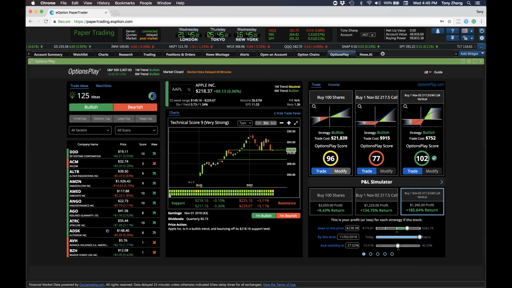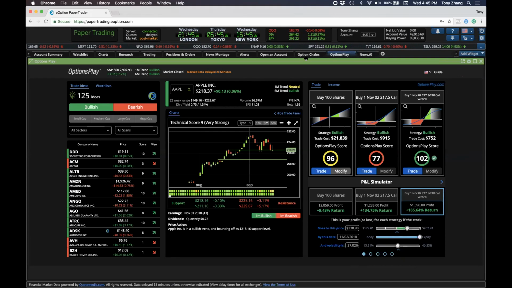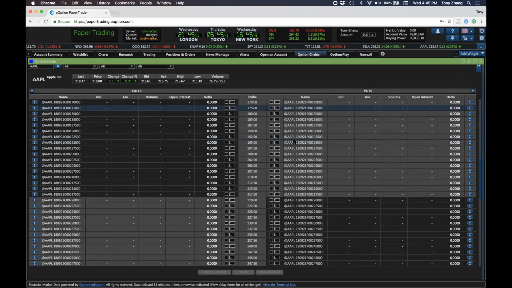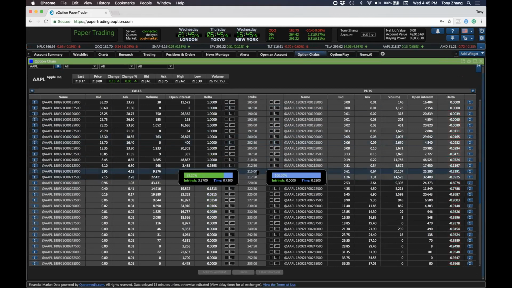So this, for those of you that are brand new to OptionsPlay, welcome. You can access it through the OptionsPlay tab in the upper right-hand corner, or you can just add a widget here and add OptionsPlay. And we created this because we realized that when you're analyzing options, chances are when you're using an option chain, there's a lot of different expirations and strike prices. And sometimes it's really difficult from this page to determine which strike you should buy.